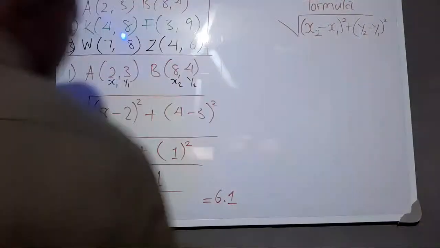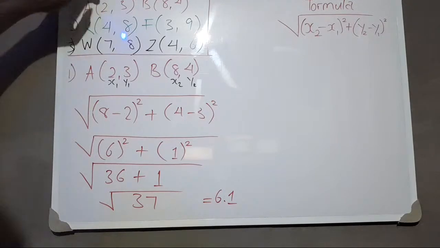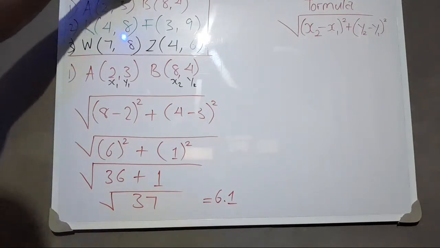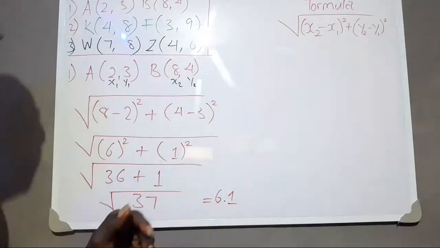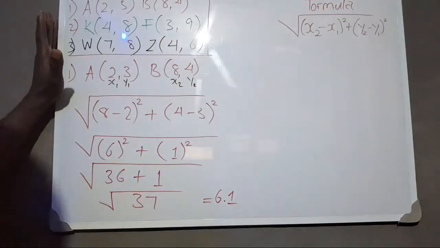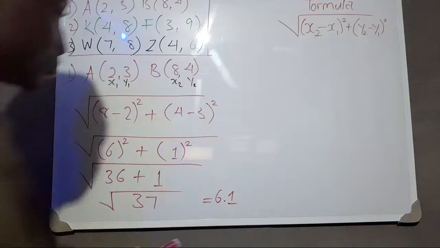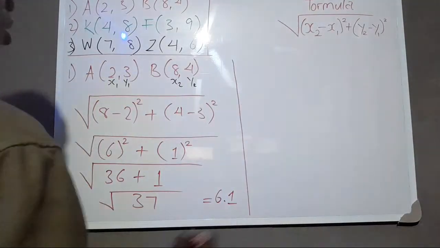Now, we have point A, which is 2 and 3, then point B, which is 8 and 4. We have our answer as 6.1. So we've been able to solve for question 1. So we'll solve for question 2 now. Question 2.